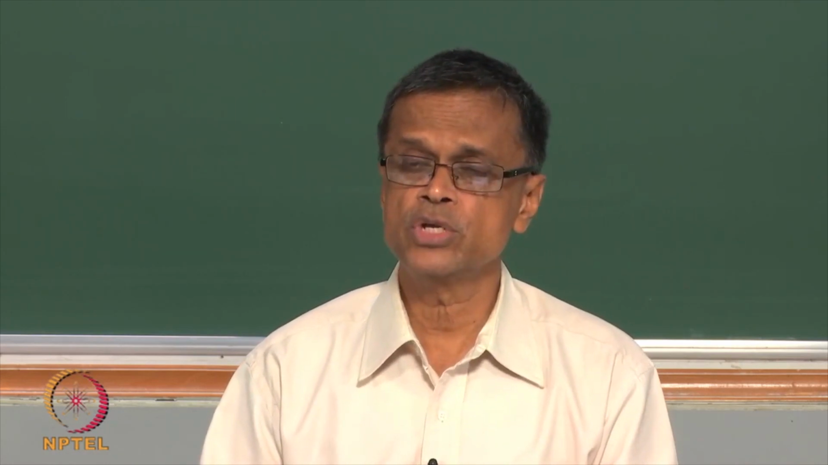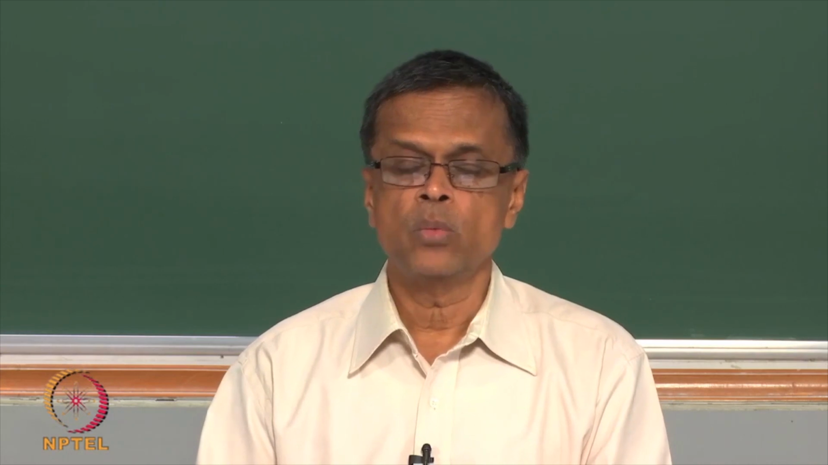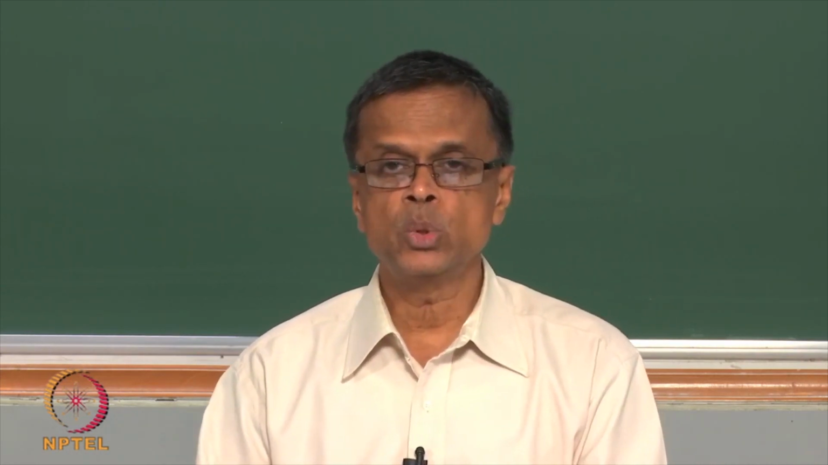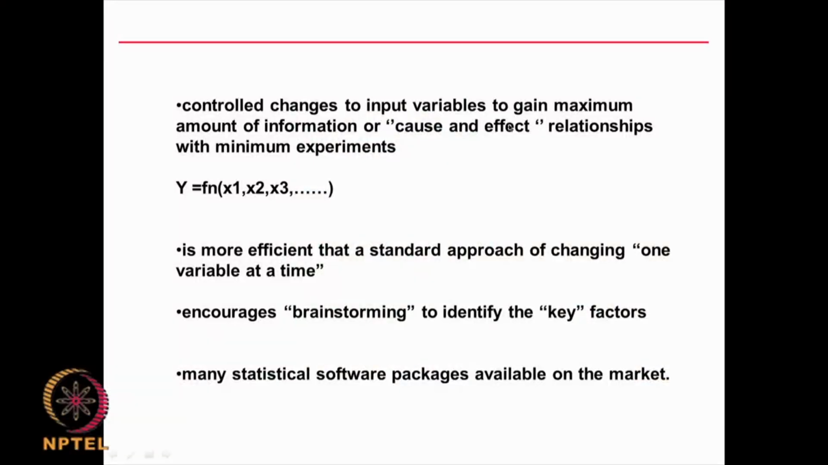Okay. So, that is what we are going to talk about, and I will be talking about how one varies the various x's, or various input parameters, to achieve the maximum information as well as the maximum desired output. So, we are going to do controlled changes to input variables to gain the maximum amount of information. This is called a cause-effect relationship. We need to have design of experiments performed so that we can develop a regression relationship. We will talk about regression also later.